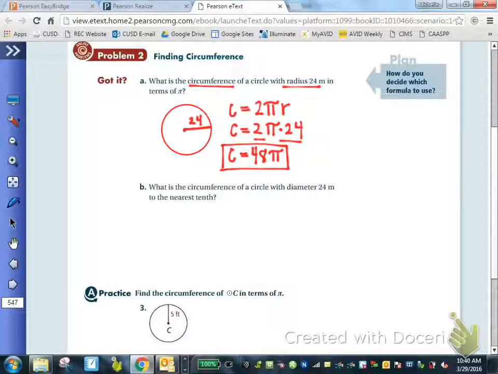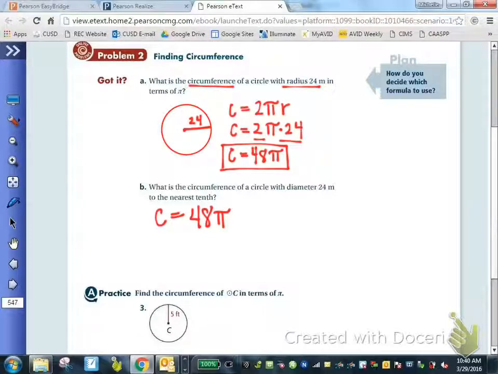But then they want to know what is the circumference of a circle with diameter 24 meters to the nearest tenth. So if I have 48 pi, all I have to do is use the pi symbol on my calculator or 3.14. So 48 pi gives me, well, that didn't work. 48 times pi.